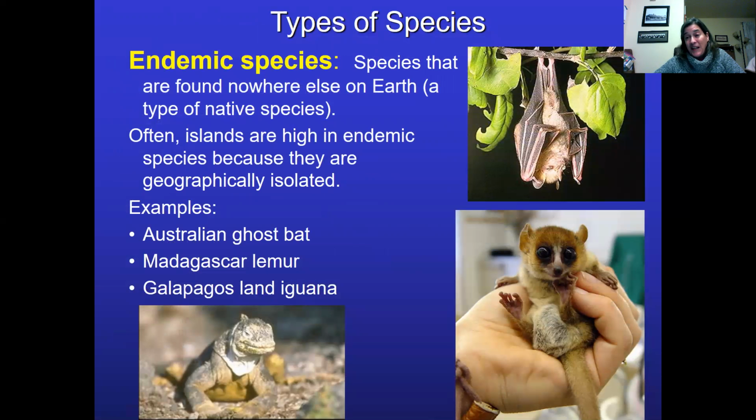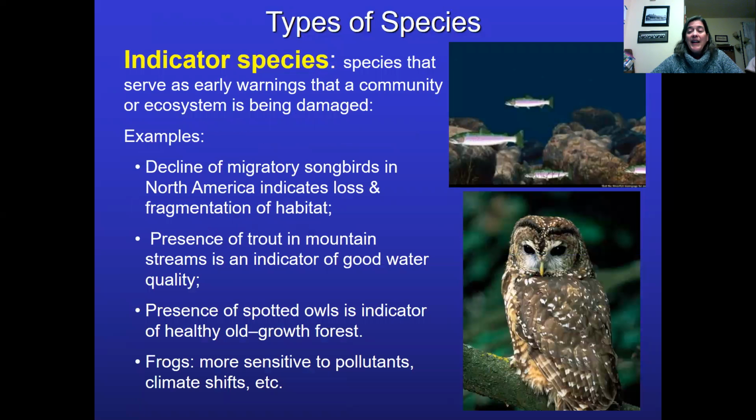More species types. Endemic species are species that only occur in that one area. Generally you tend to think of endemic species at small island nations, places that are geographically isolated, rather than huge areas, like saying the Western squirrel is endemic to Western North America. Generally this is usually used for smaller areas, but you could probably apply it to more things too. Some examples: the Australian ghost bat, the Madagascar lemur, the Galapagos land iguana.